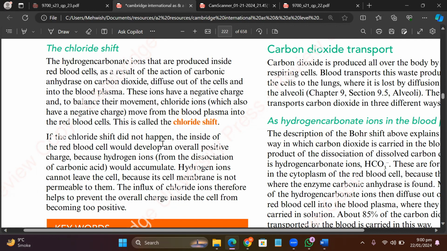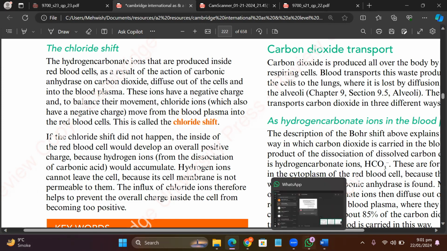ठीक है, क्योंकि वो परमिएबल नहीं होते सेल मेम्ब्रेन को। इसका मतलब है कि कोई को-ट्रांसपोर्टर प्रोटीन यूज होती है जो क्लोराइड आयंस को बाहर से अंदर और हाइड्रोजन आयंस को अंदर से बाहर और कार्बोनेट्स को भी साइमल्टेनियसली ट्रांसफर करती है। ठीक है, this is how it helps it to not become too positive from the inside. Is that clear, Adil?